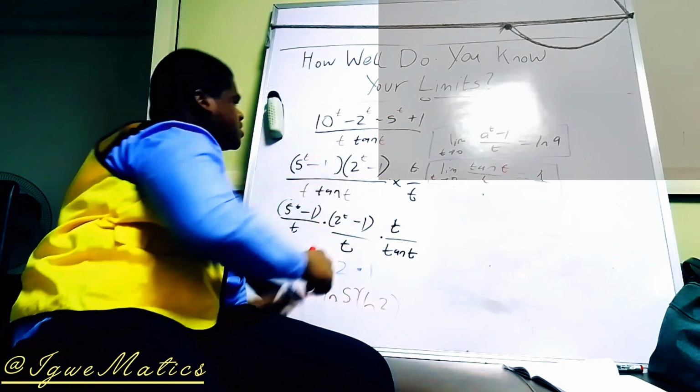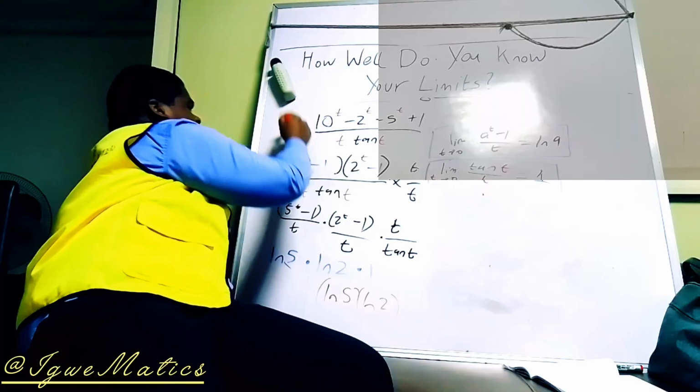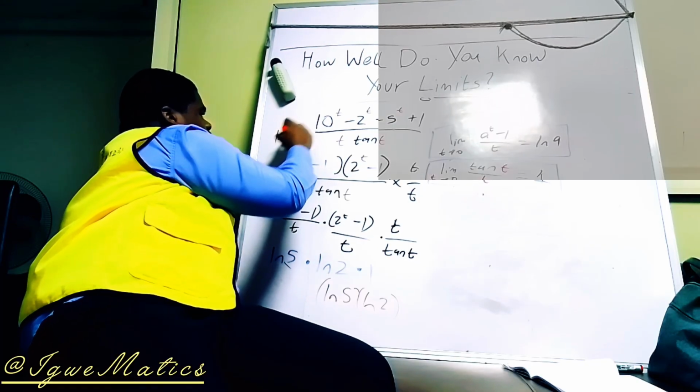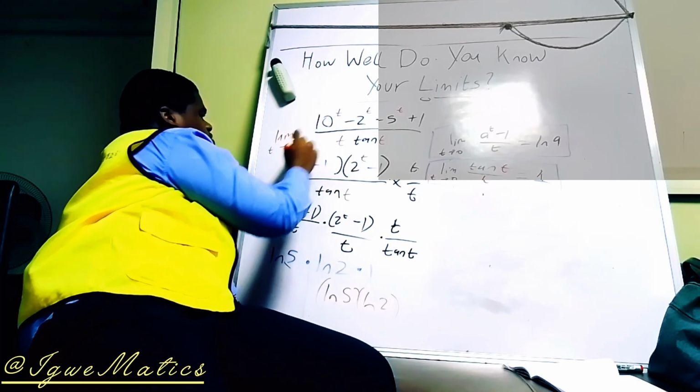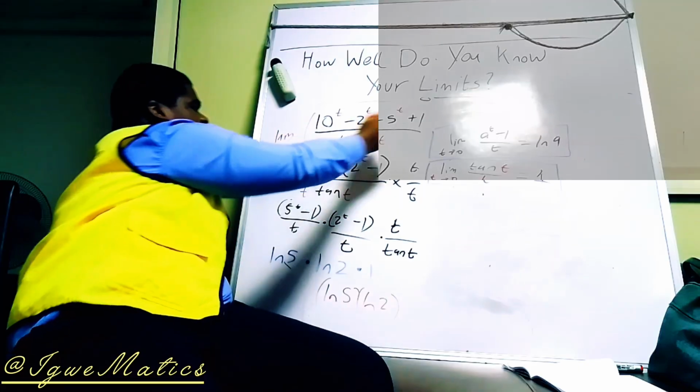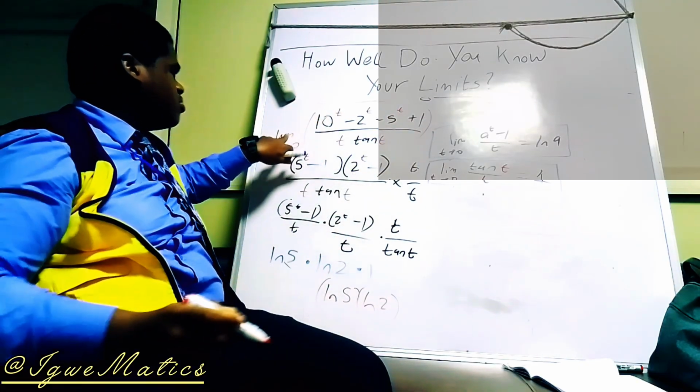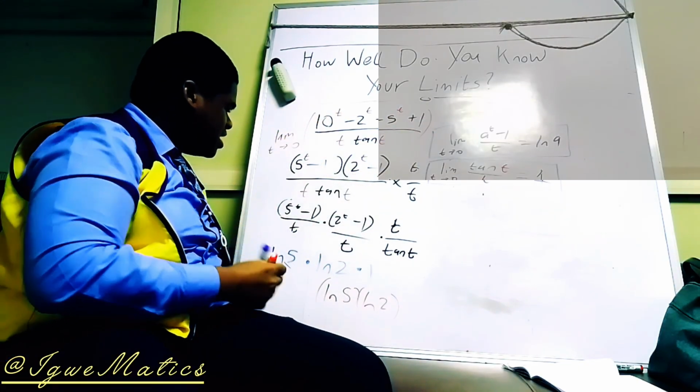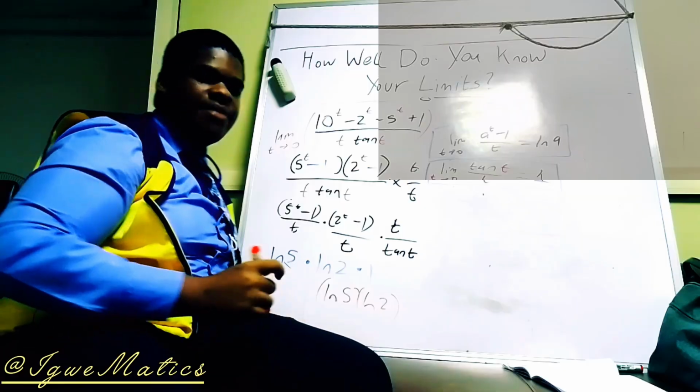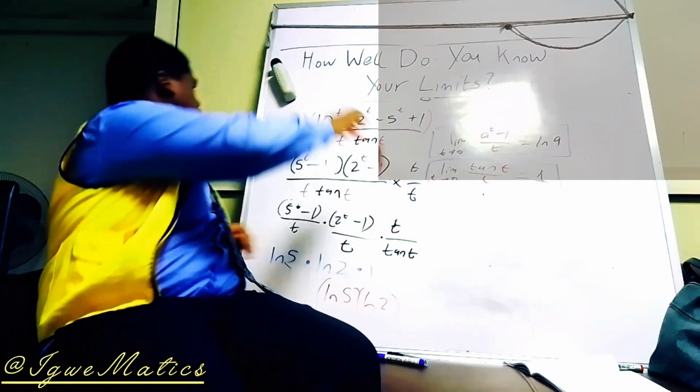So this is our limit. I made a very big mistake at the beginning. This is supposed to be the limit as t tends to 0. Yeah, this was the limit of this as t tends to 0, not just this. Okay. The limit is equal to 5 times 2. Let me clean it off.